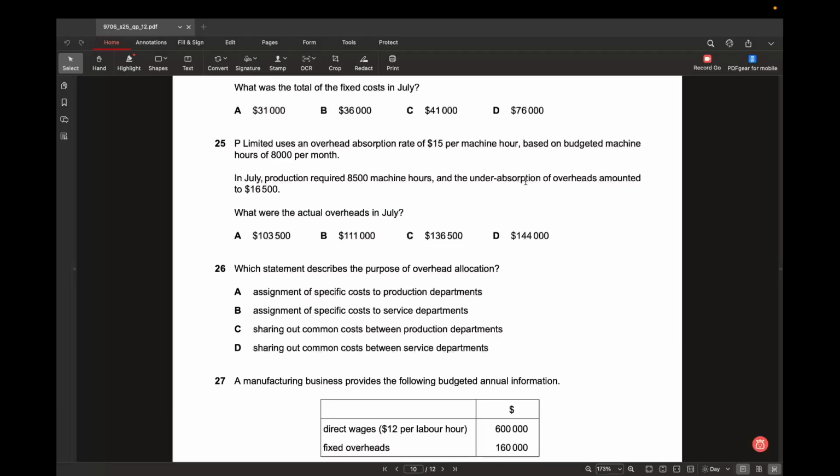So under absorption is basically when we compare the actual overhead with our budgeted overhead, and if our budgeted overhead is less than the actual overhead, we call it under absorption. Example, if our actual overhead is 100,000 and my budgeted overhead is 80,000, then this is under absorbed by 20,000. Okay, hope you understood that. Now let's calculate.